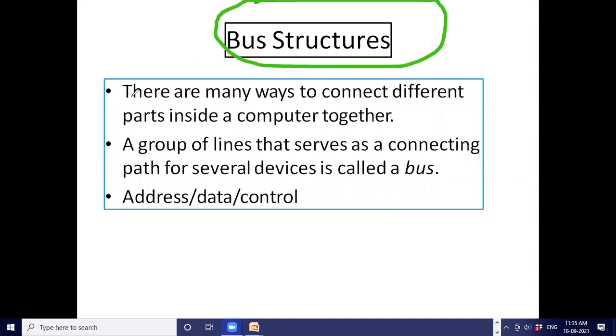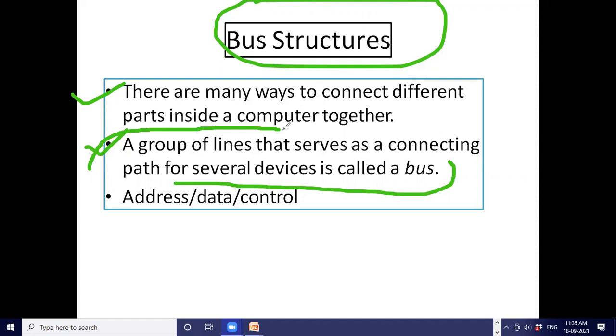There are many ways to connect different parts inside a computer together. A group of lines that serves as a connecting path for several devices is called a bus. So how will you define a bus? Nothing but some group of lines that serves as a connecting path for several devices.